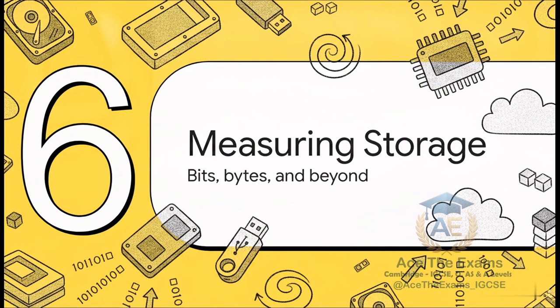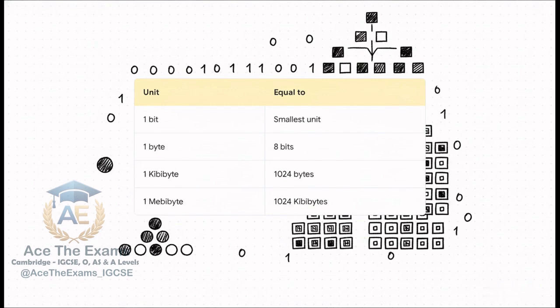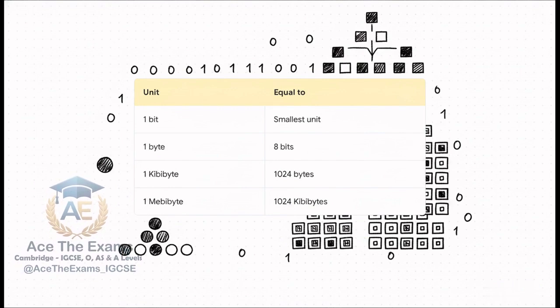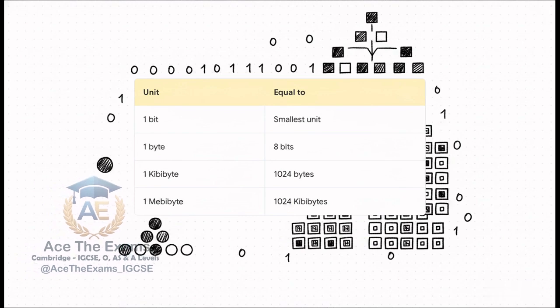And our final section, Section 6, measuring digital storage. Because at the end of the day, all this text, sound, and imagery requires physical storage space on our devices. Every time you save a file, you're taking up space measured in bits and bytes. We start from a single bit. 8 bits make up a byte.